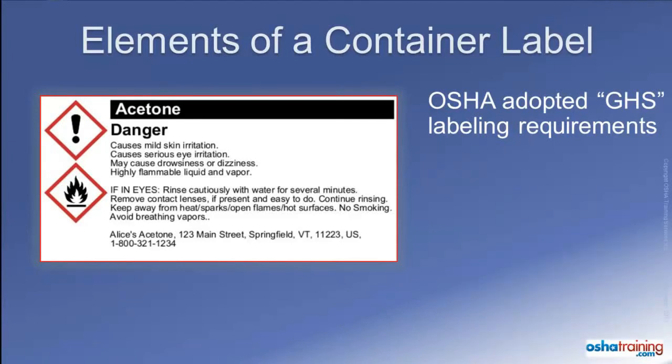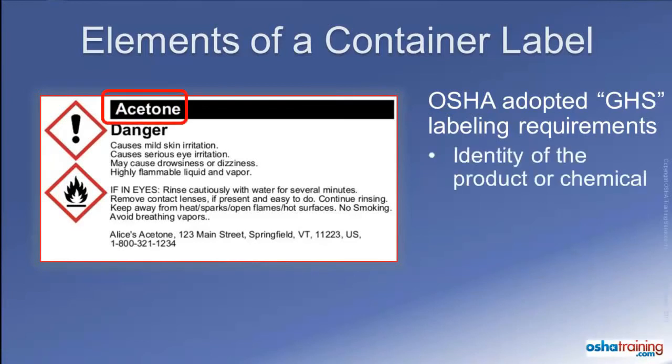Here is an explanation of the information that must appear on container labels. First is the product or chemical identifier. This may be the name of the product itself or, as in this label, the specific name of the chemical.